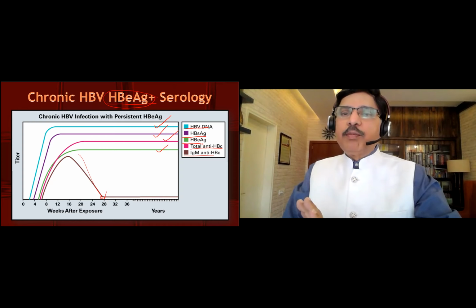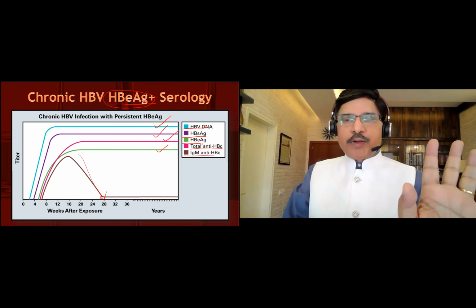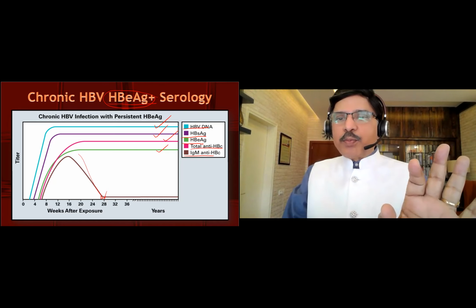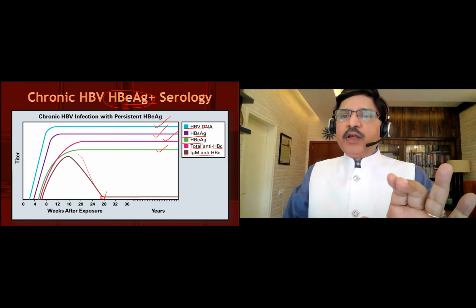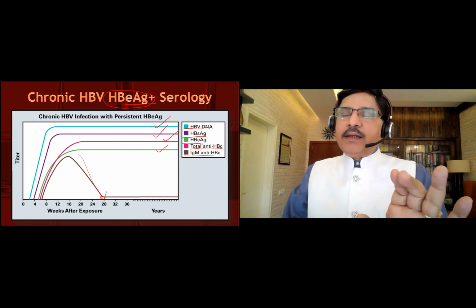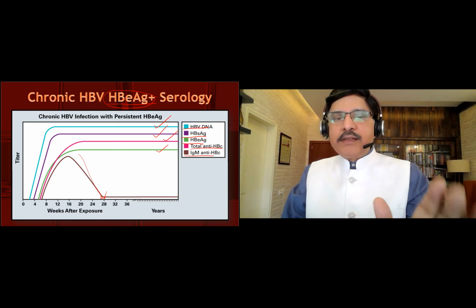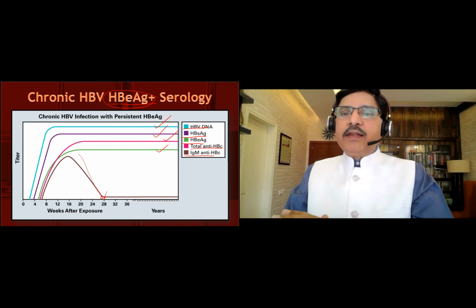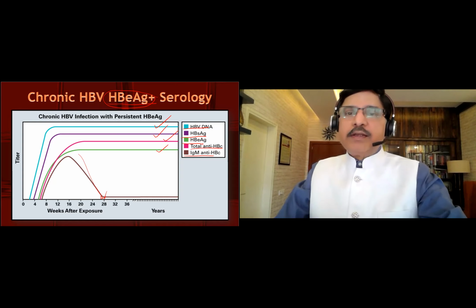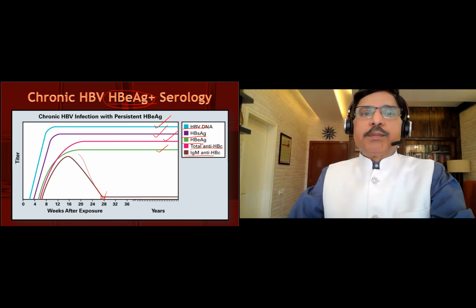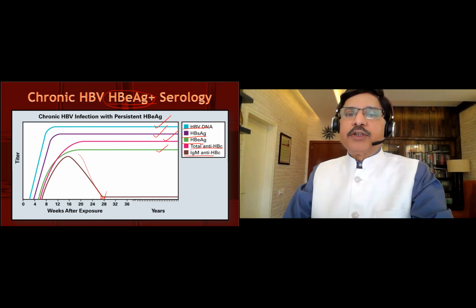What will he be positive for? He will be positive for HBeAg and the corresponding total antibody, now of the IgG type, and IgM will come and go. Viral DNA will be there and the HBsAg will be persisting. Such a person is a chronic HBe positive patient.